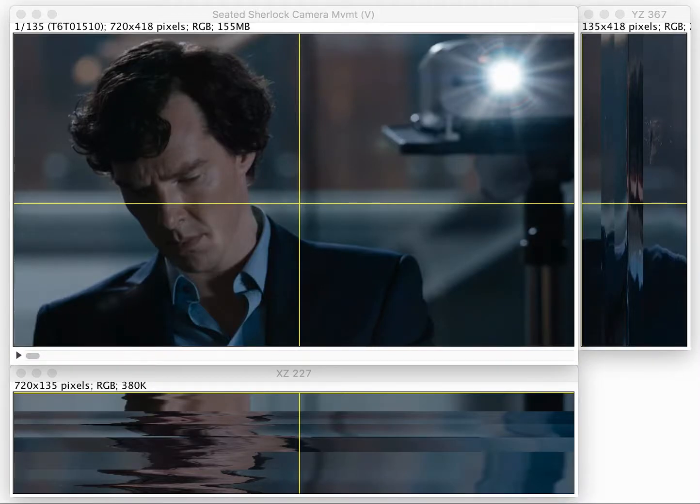Series, and I'm talking about using ImageJ to map camera movement in film. This is a series of six shots from the first scene of the first episode of the fourth season of Sherlock, called The Six Thatchers. I've chosen to put these particular shots together because they're of Benedict Cumberbatch.